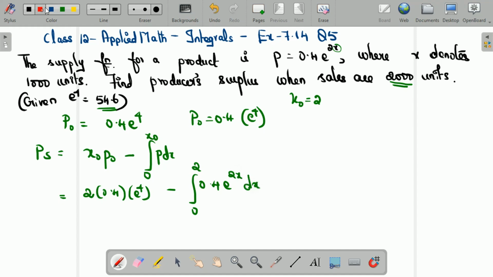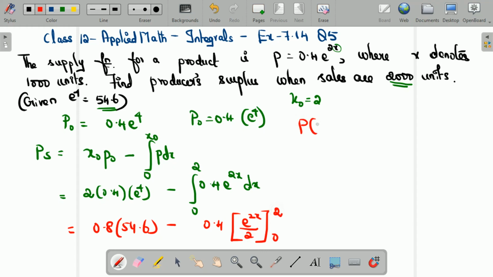So now let's perform the integration. So this is 0.4 into 2 into e^4, so 0.8 into 54.6. Now minus the integration of this, where I'm taking 0.4 outside, so this is e^(2x) divided by 2 between the limits 0 to 2.